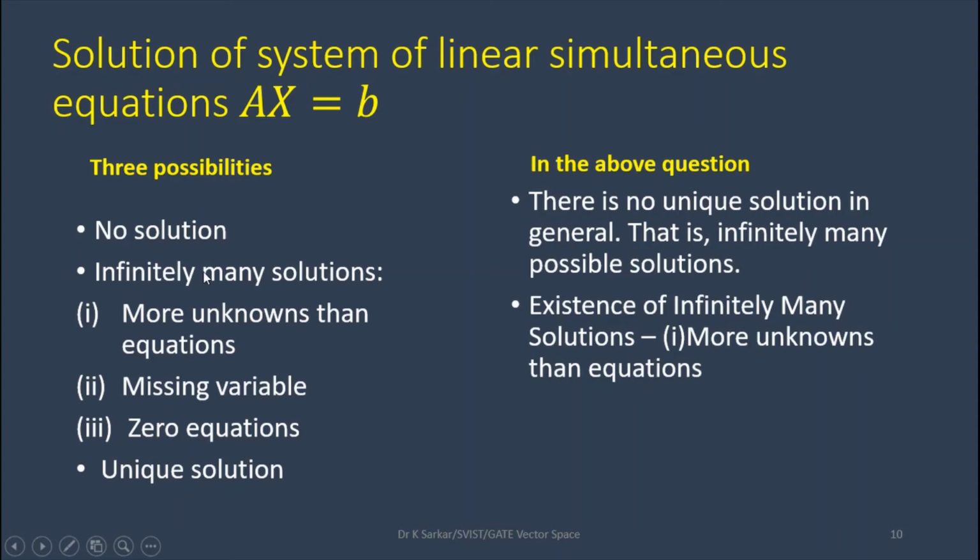In number 2, infinitely many solutions, there may be three options. 1, more unknowns than equations. Number 2, missing variable. Number 3, 0 equations. So in the above question, there is no unique solution in general. So there are infinitely many possible solutions, and existence of infinitely many solutions for option 1, more unknowns than equations.